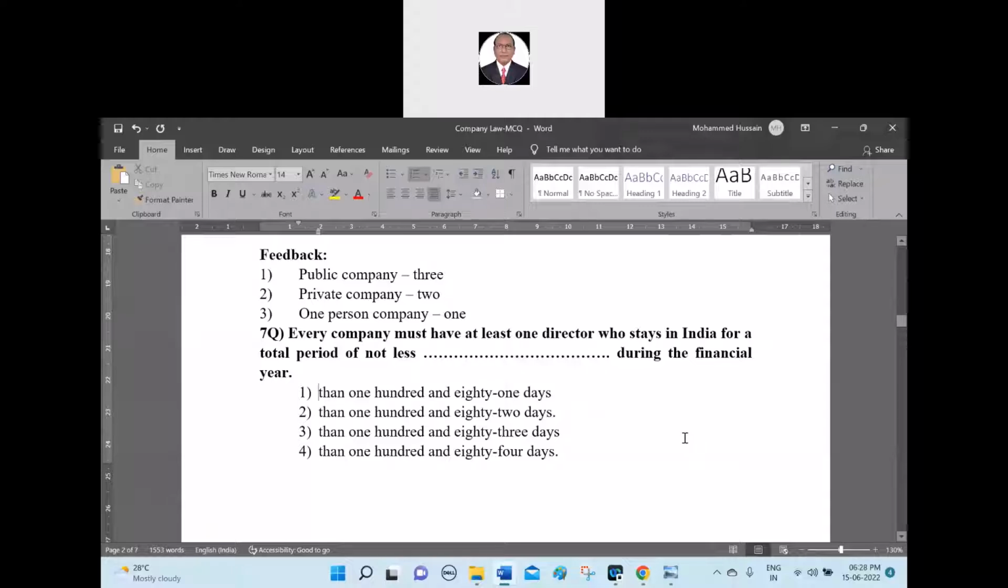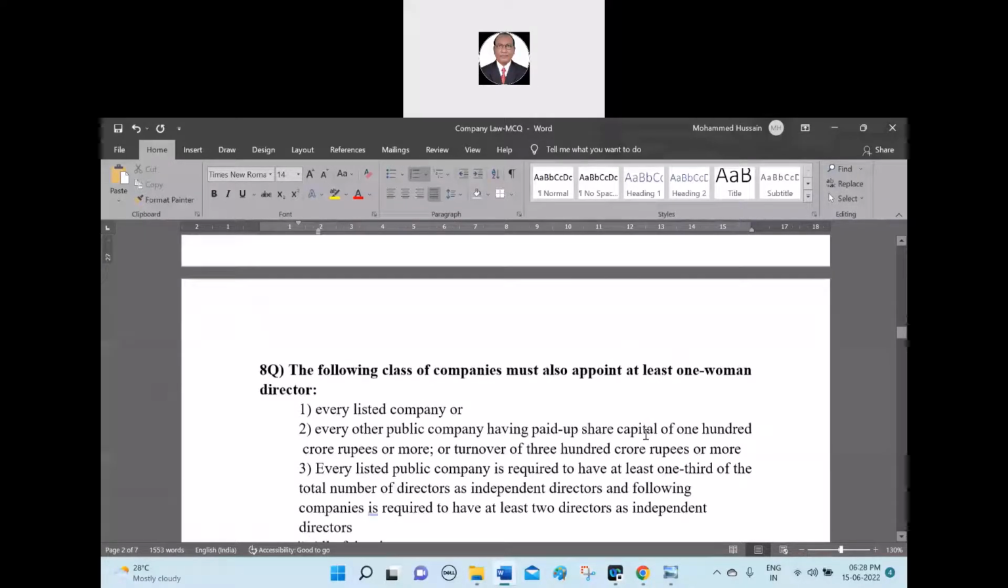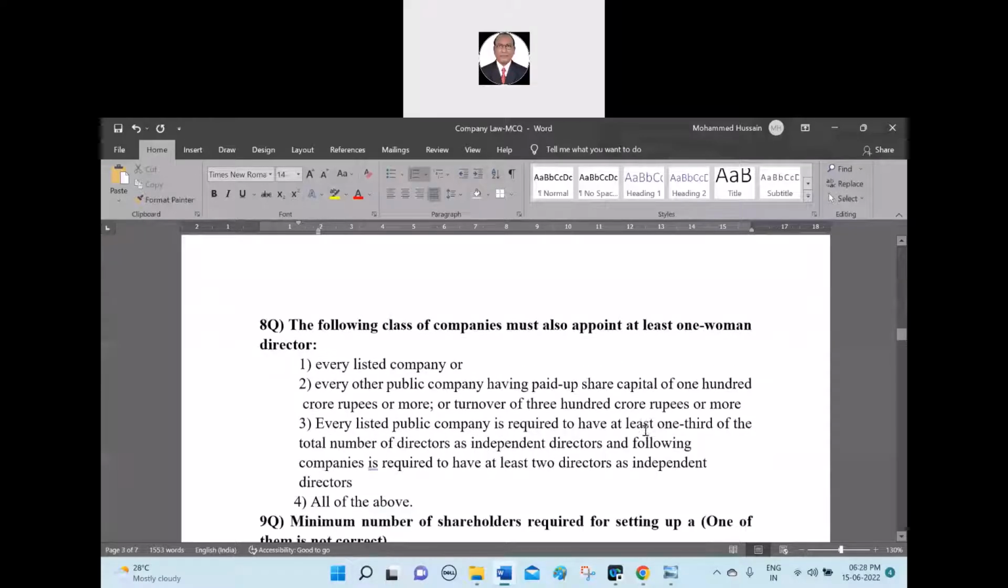Repeat. Because there is a break of voice. Third option, sir, 183 days. The right answer is second option. Not less than 182 days. 182 days is the right answer. And second option for the seventh question. Next. Anyone can unmute and read? Anyone can unmute and read.